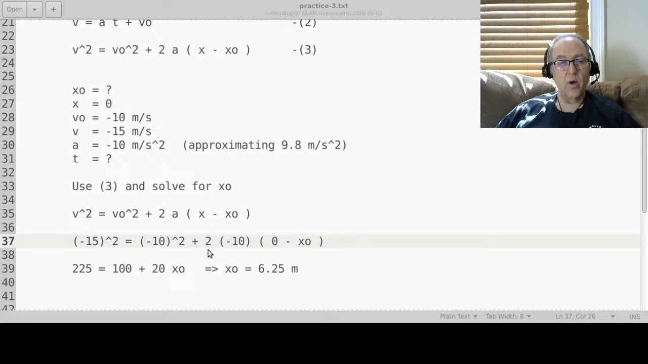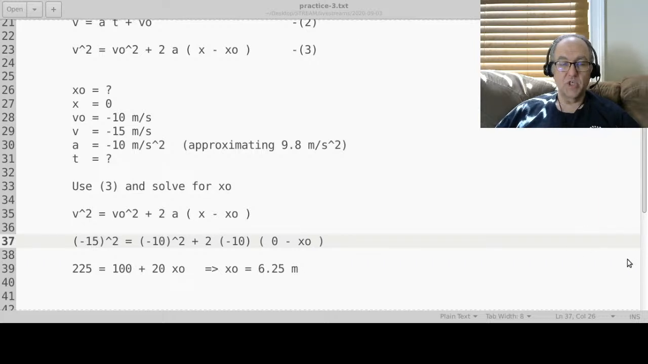Okay, and so here we have, well, 15 squared is 225. 10 squared is 100. 2 times negative 10 times negative x naught. Notice there are two negative signs there. So the two negative signs multiplied with one another will give you a positive. So you get 225 is equal to 100 plus 20 x naught. You know how to rearrange equations, and that'll give you that x naught is equal to 6.25 meters. Okay, so that's where x naught is.